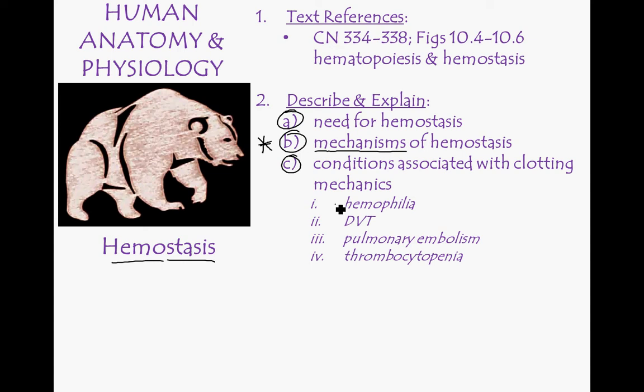like in hemophilia, which you've probably heard of, or deep vein thromboses, maybe not heard of, where this is going to be too much clotting. You might have heard of embolisms. We'll talk about a pulmonary embolism as an example. And then another one you probably have not heard of is thrombocytopenia here, conditions associated with clotting abnormalities.